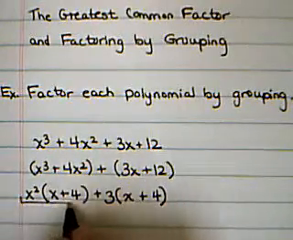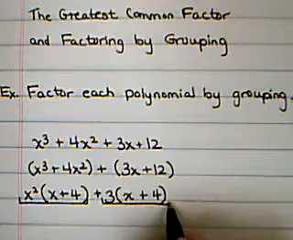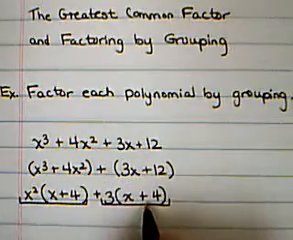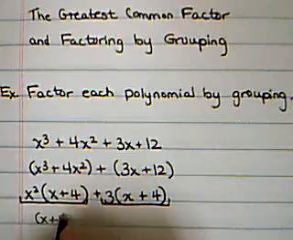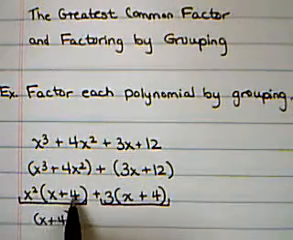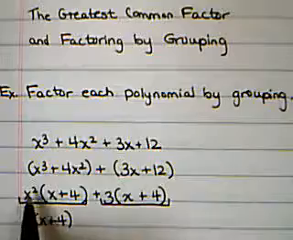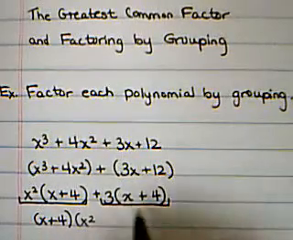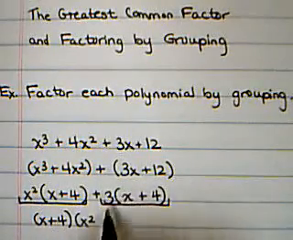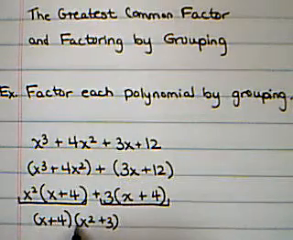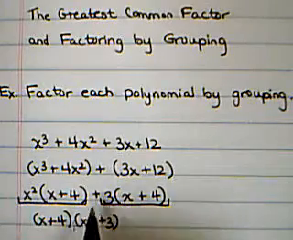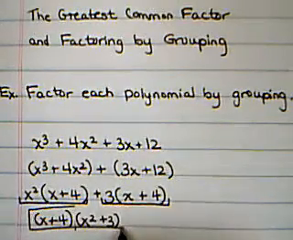So we would look at this first group and look at the second group and say, what do these 2 groups have in common? Well, they both have an x plus 4 in common. When we factor an x plus 4 out of the first set of terms, we're left with x squared. When we take it out of the second set, we're left with a positive 3. And then that's how we know that we're finished, is because we do not have a plus sign, a positive sign, or a negative sign between these 2 sets of parentheses. So this would be your final answer.